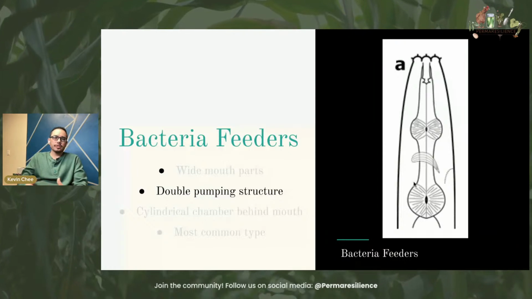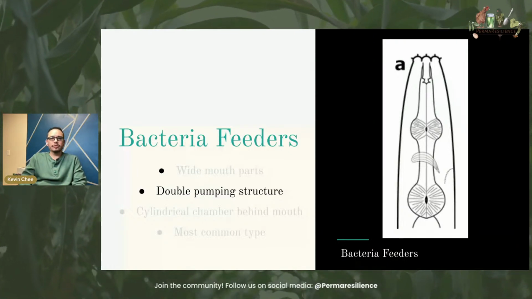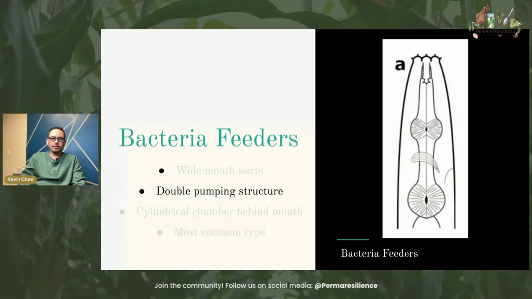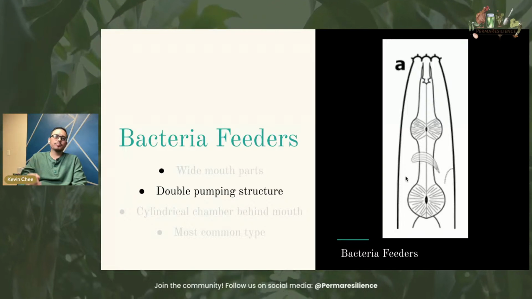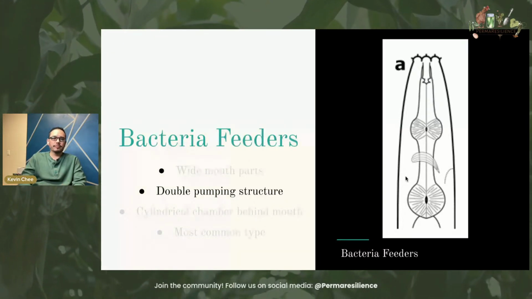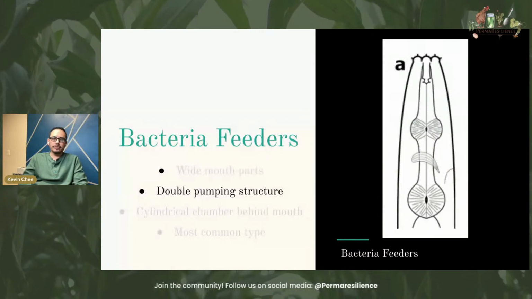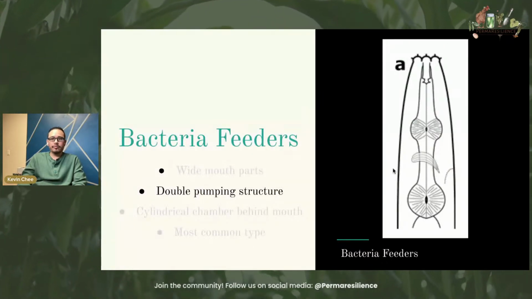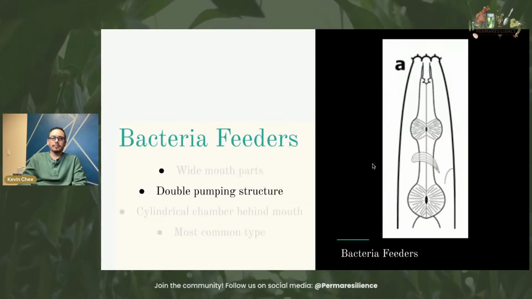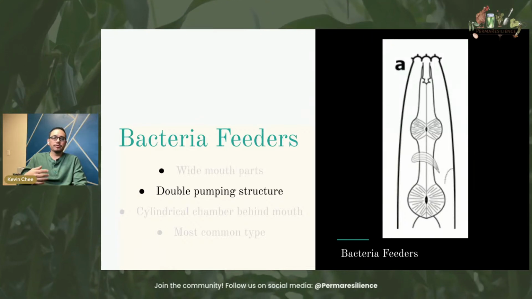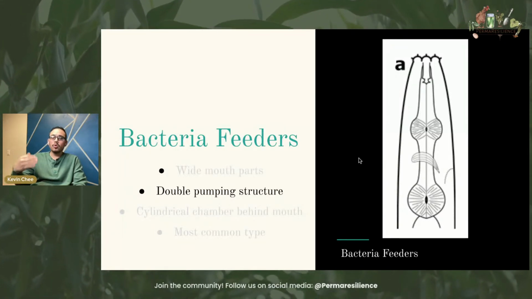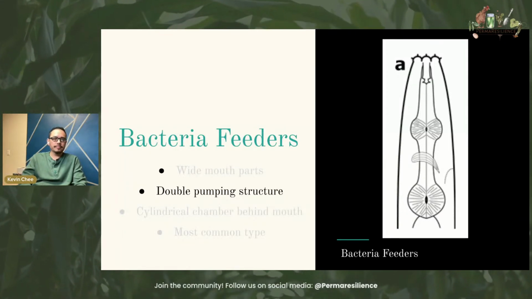This is to basically, as they start swimming around, which they're usually quite active, use this pumping structure to vacuum the different types of bacteria into their mouths. They're very particular about the types of bacteria that they like, which is different from protozoa. So that's why it gives us a bit of diversity when it comes to the types of nutrients that they will waste right by the roots of your plants.